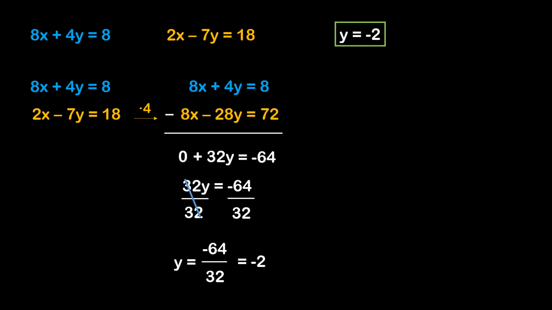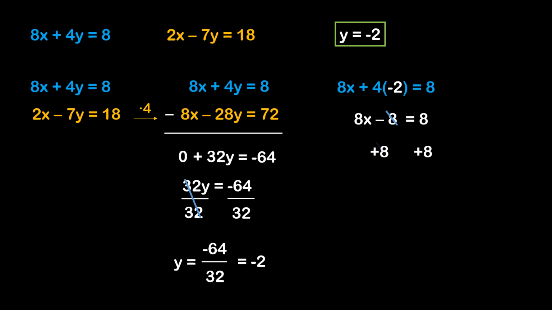Once again, I can plug that into either one of the original equations. I'll plug it into the first equation. I'll have 8x plus 4 times negative 2 is 8. That is 8x minus 8 is 8. And then from there, I have to solve for x. We will begin by adding 8 to the left-hand side to get rid of the negative 8. That means we must add 8 to the right-hand side as well.